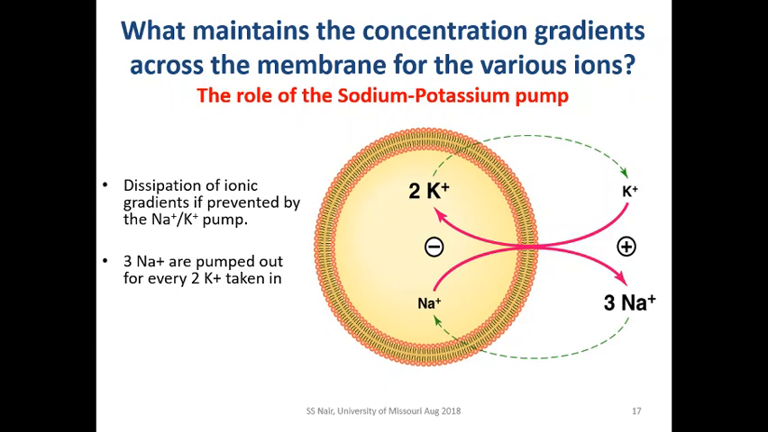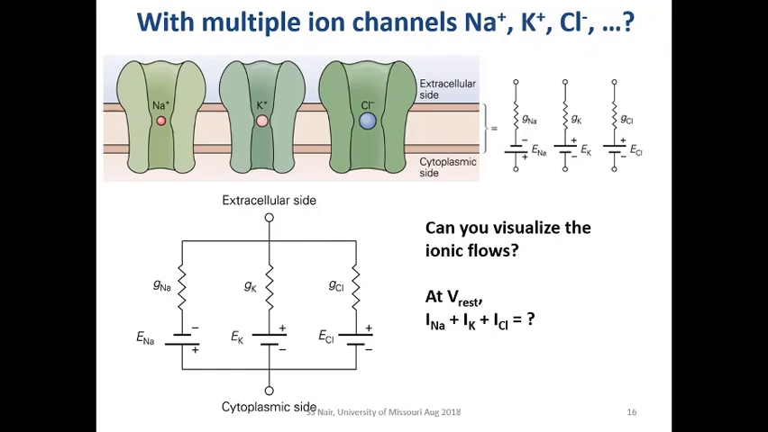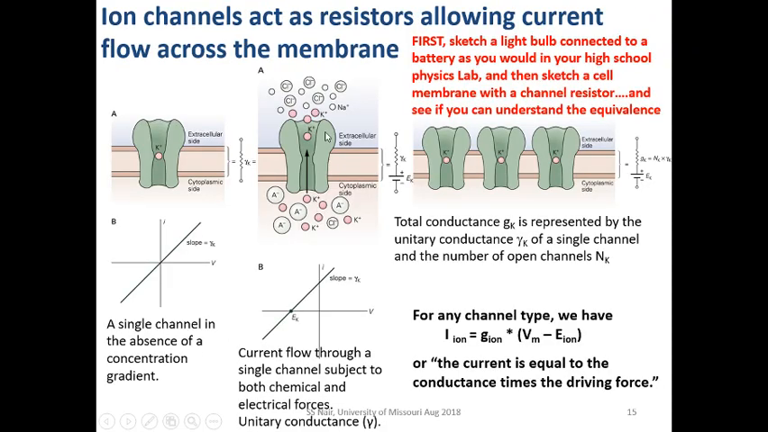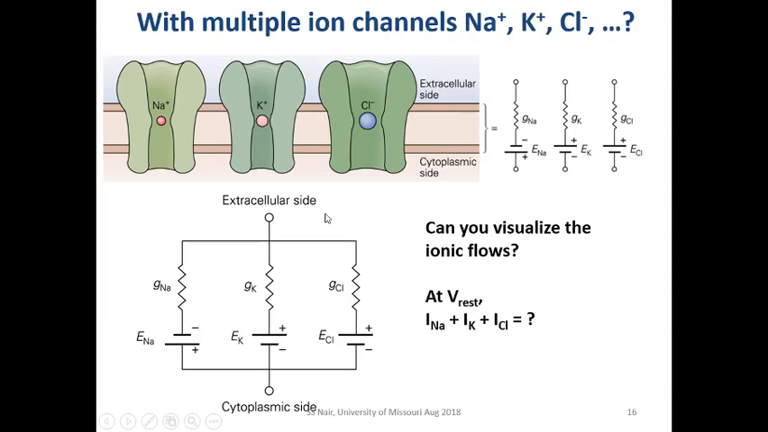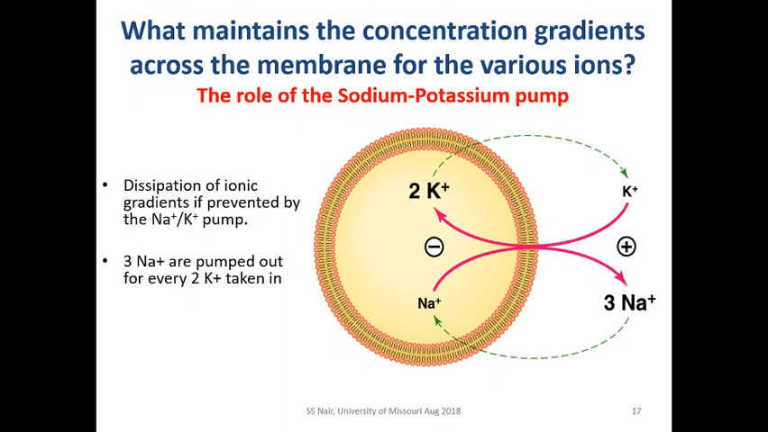So if you're ready to come to slide 17, we ask this question: what maintains these concentration gradients? If you go to the previous slides, you notice there are concentrations inside and outside. What keeps these concentration gradients from changing? When there is flow of ions down a concentration gradient, you would think maybe the concentration gradient has changed because some ions flowed out or in.